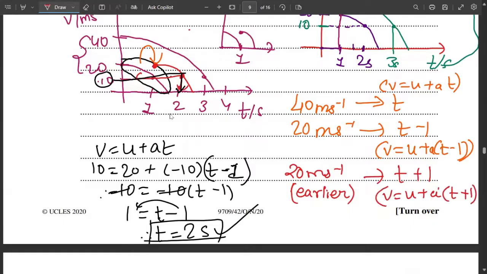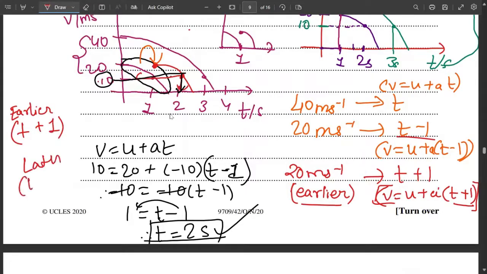So this is what you have to remember henceforth for your upcoming questions. If earlier, then t plus 1. If later, then t minus 1. Write it down somewhere in your important notes. Earlier will become t plus 1. Later will become t minus 1.